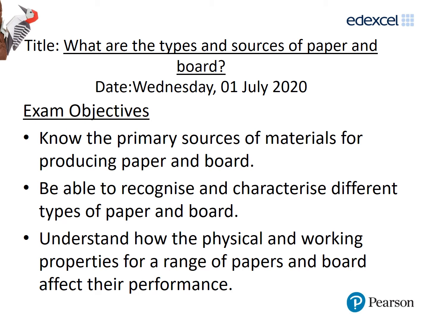Now the exam expectations are the same in terms of materials, it's just changes for paper and board. So it's just that you know the primary sources of materials, so where paper and board come from. You're able to recognise and characterise the different types of paper and board. So it's known that papers, when we're talking about them, are copier paper, cartridge paper, tracing paper, and then the other category are boards, and the ones that we need to know are folding box board, solid whiteboard and corrugated board. And again, just understanding what the physical and working properties of those papers and boards are. And just to recap, physical properties are the physical properties they possess, and then the working properties are how they perform in the general life of the product.